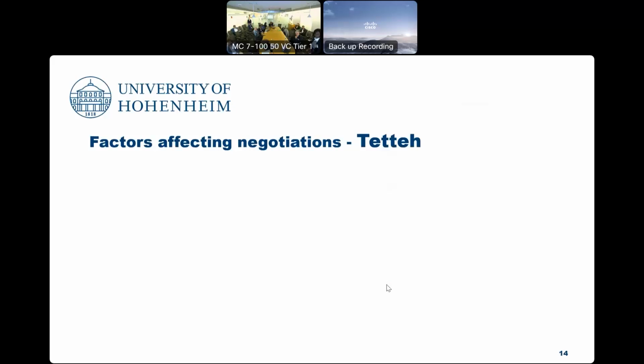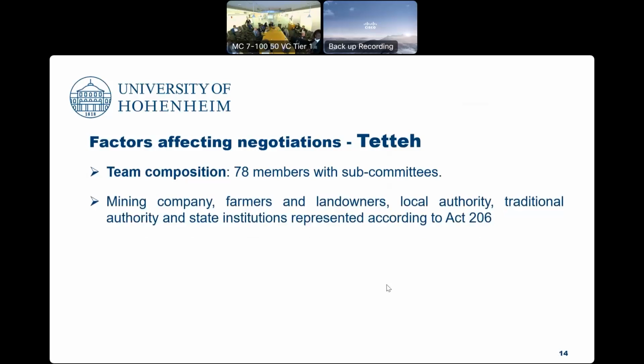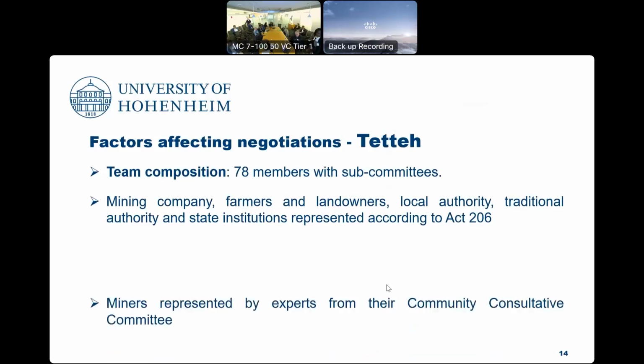I look at these factors that affected the negotiation. So first, we look at the composition of the negotiation team. In Tete, this was 78 members, but as and when necessary, they formed subcommittees. And this comprised mining company representatives, farmers and landowners, local authority, traditional authority, and state institutions.